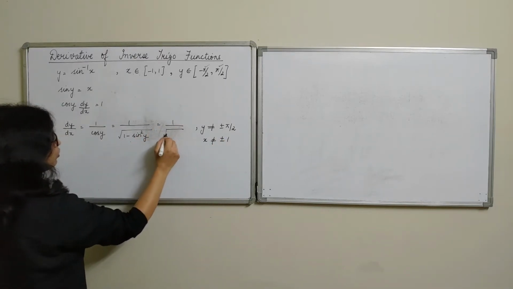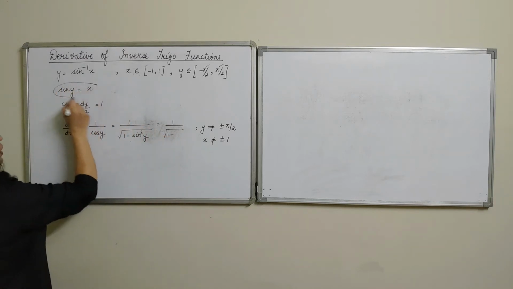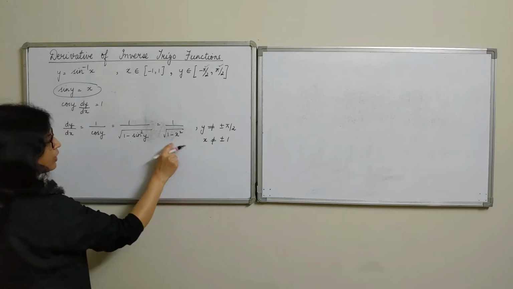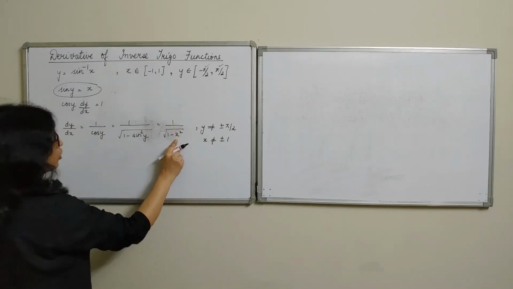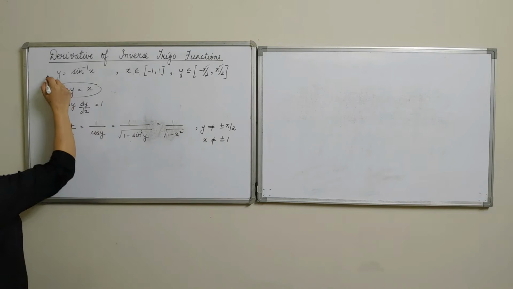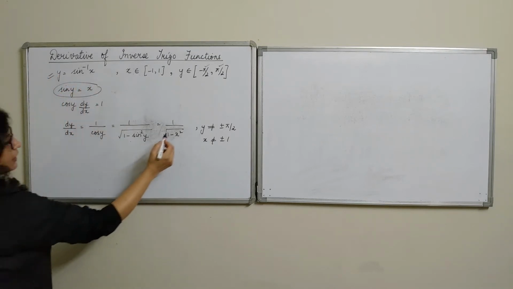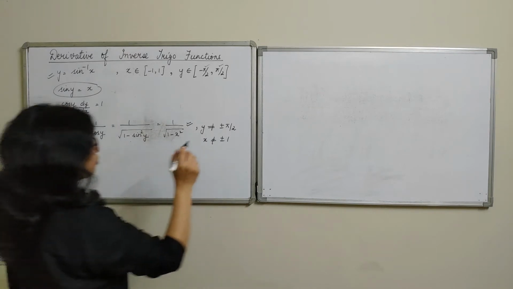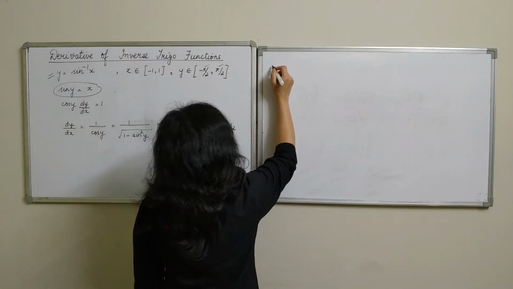1 upon under root 1 minus sine square y, and sine y is x, so we can write down x square. So if x is plus minus 1, again this expression will be not defined. So hence we know if y is sine inverse x, the derivative is 1 upon under root 1 minus x square. So the result is what I am going to write down here.